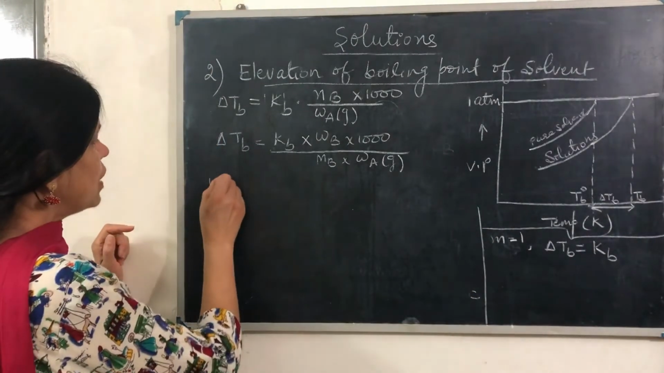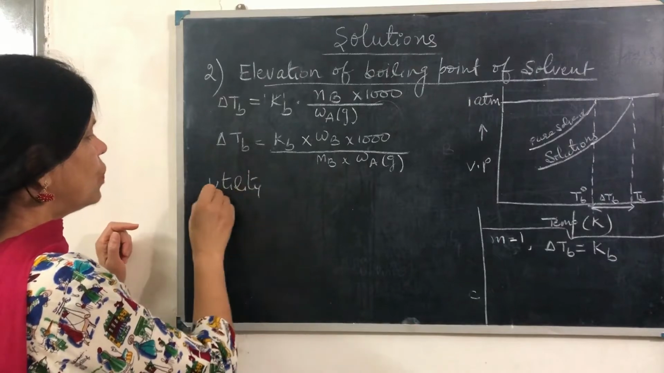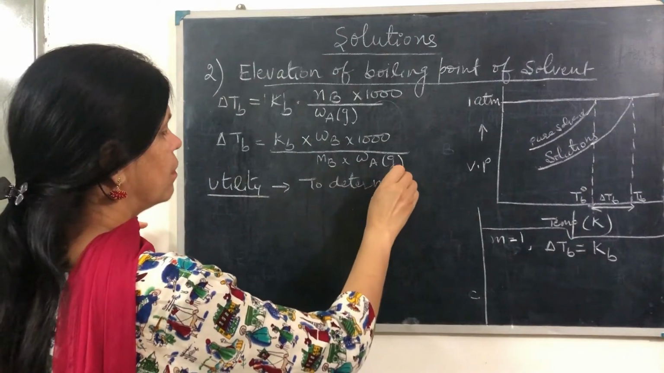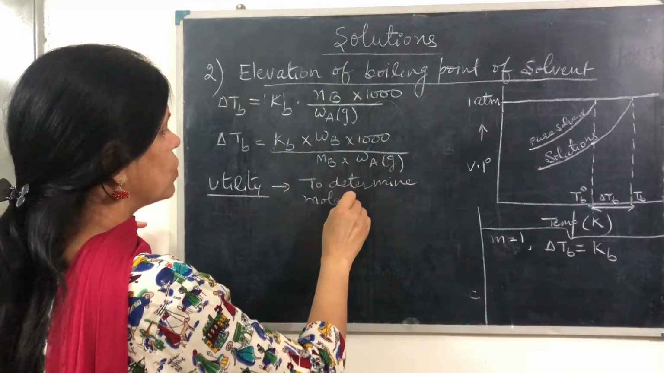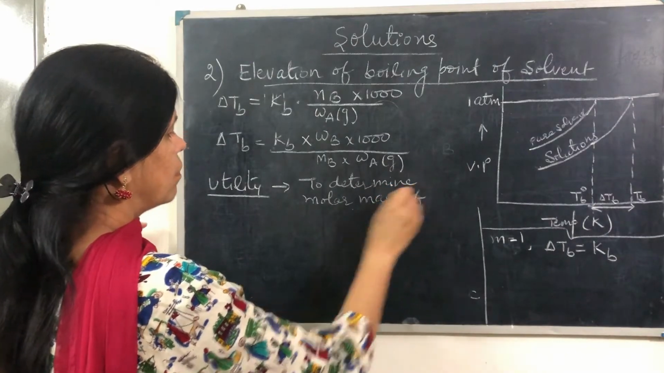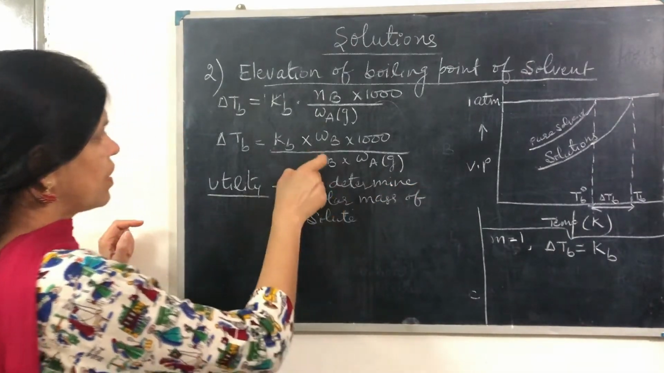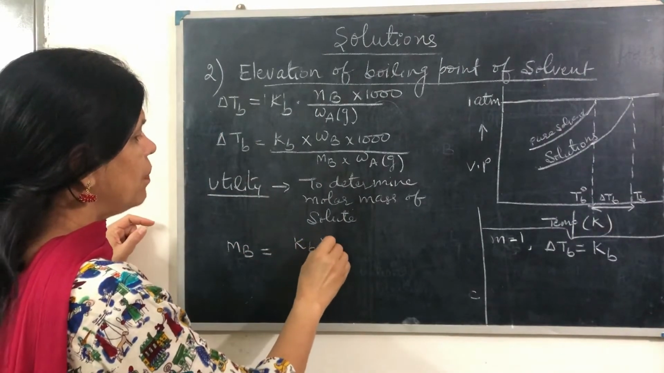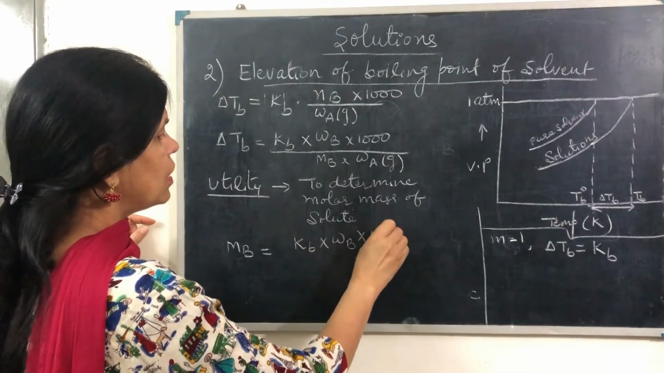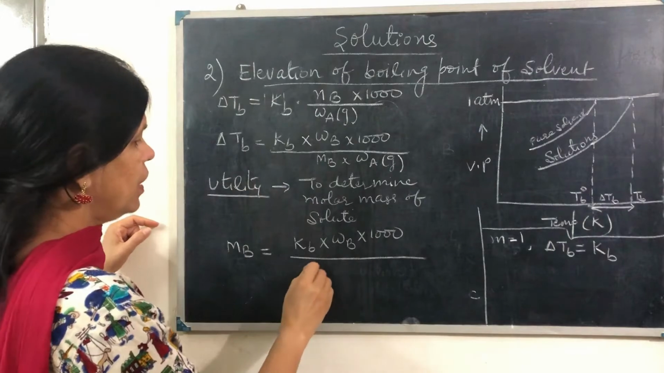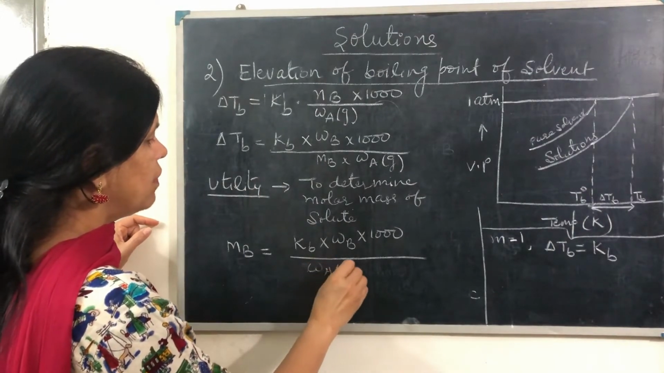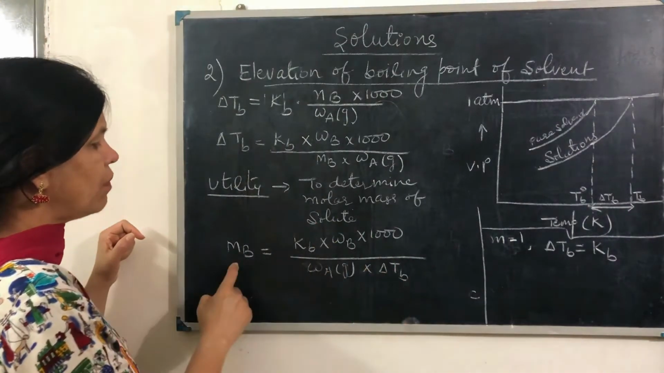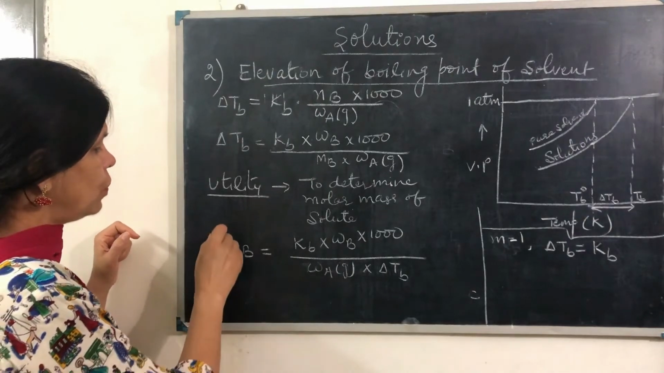So you write down utility of colligative property. Utility is to determine molar mass of solute. I'll write down MB on this side, and it is equal to KB into WB into 1000 divided by WA, which is given in grams, and this is delta TB. So if we know all these values, we can always find out the molar mass of solute.